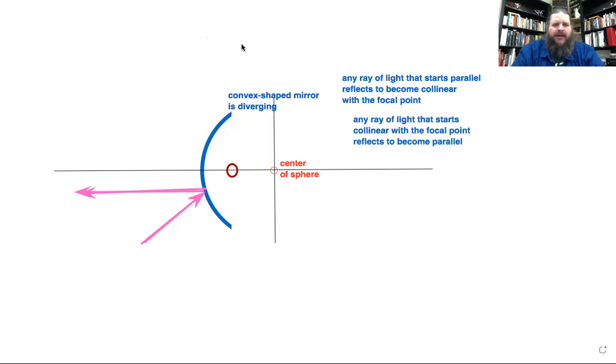Also, one other ray, or a couple of other rays, I guess, that are comparatively easy to draw. One of them is if you've got a ray of light that happens to be traveling straight towards the center of the sphere, that is collinear with the center of the sphere itself. Let's say you've got a ray of light that comes in along that line. And of course, it's not actually going to hit the center because it's going to hit the mirror first. But how would that ray of light reflect?